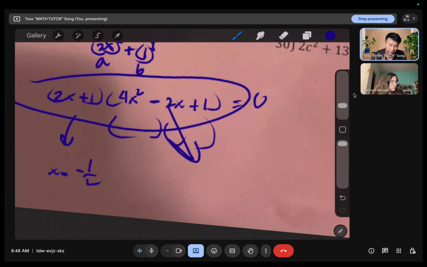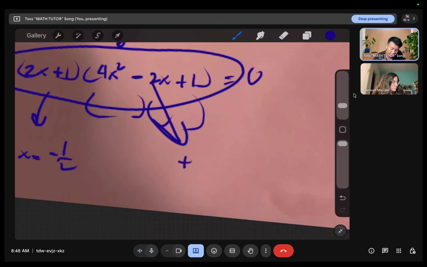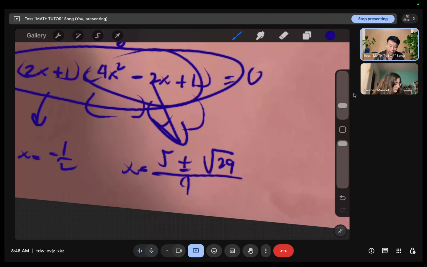You may have an answer that looks something like this: 5 plus or minus the root of 29, over 4. I'm making this up. That's also possible, but you can only get this answer if you use the quadratic formula.